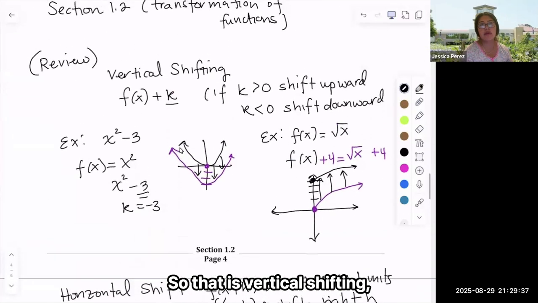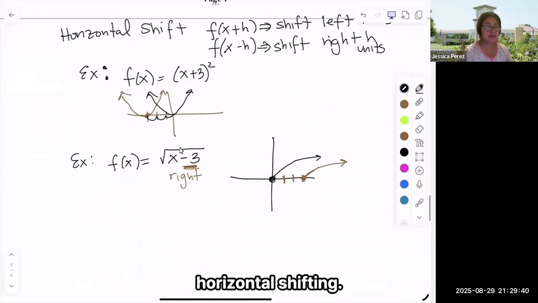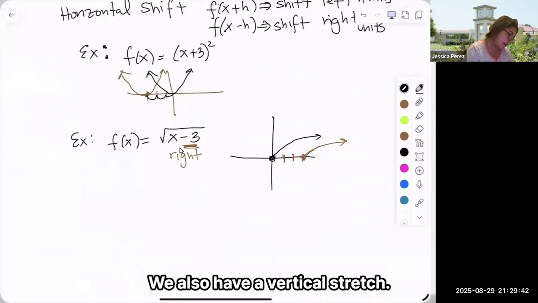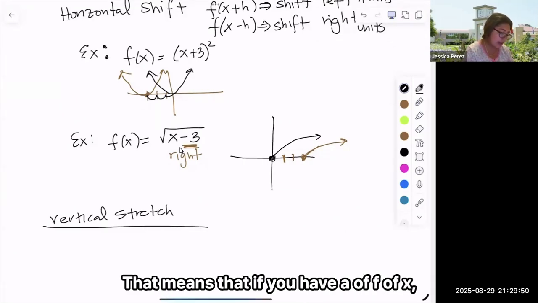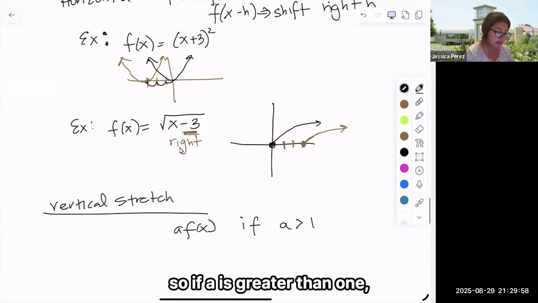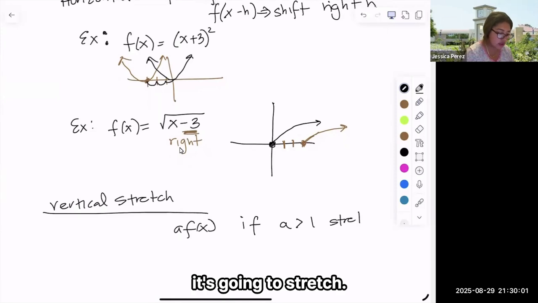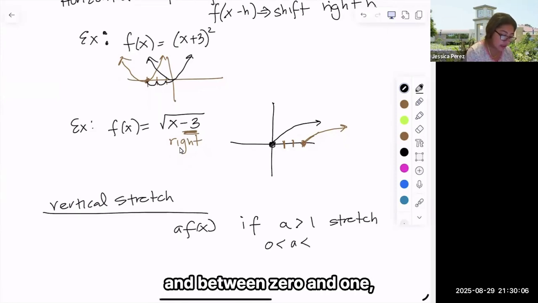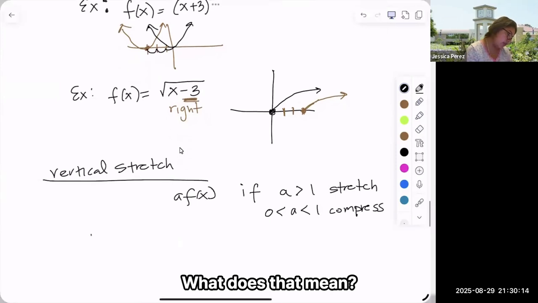So that is vertical shifting and horizontal shifting. We also have a vertical stretch. That means that if you have a times f of x, if a is greater than 1, it's going to stretch. If a is between 0 and 1, you are going to compress. What does that mean? So let me do an example.